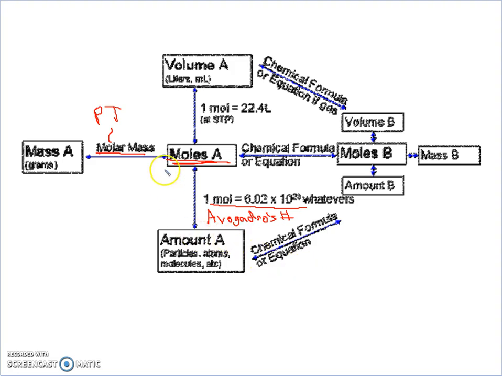These other two weren't mentioned in the reading, but it looks like moles A to volume A is 1 mole equals 22.4 liters. That's at STP, and it has to be a gas. And then moles A to moles B, we use the chemical formula or equation. Since we've been dealing with equations a lot recently, I have a feeling we're going to use the equation in the coming lessons.